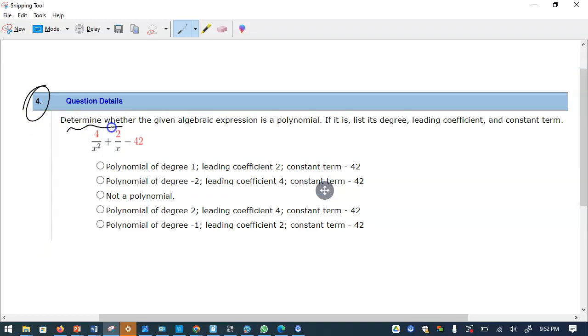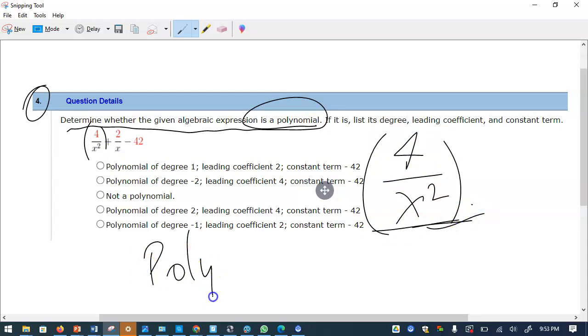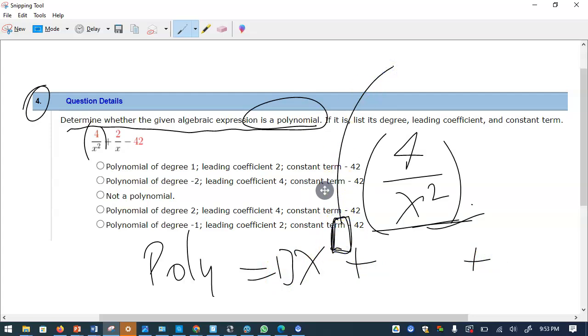Question number 4: check whether this expression is a polynomial. No, it's like a rational expression. Look at this, you can't have x in the denominator like this, so that's not going to be a polynomial. What is a polynomial? A polynomial means a sum of monomials. In each of these, the exponent has to be 0 or a whole number: 1, 2, 3.